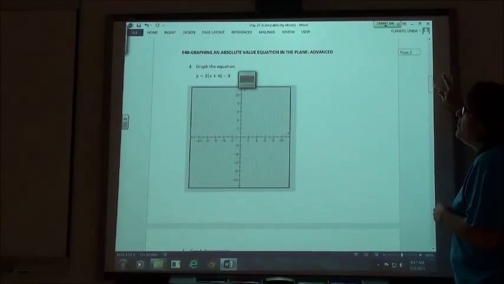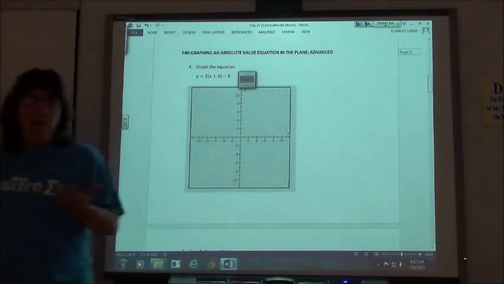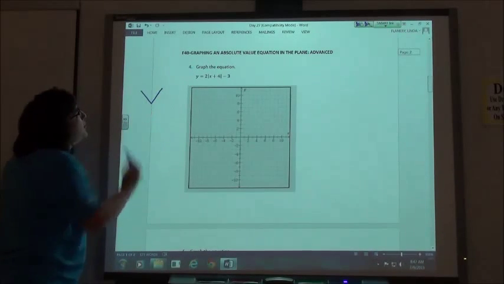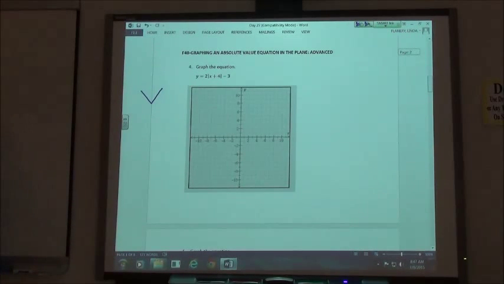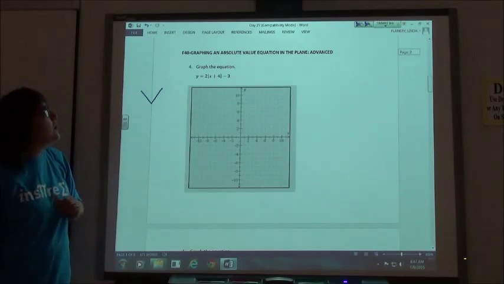Number 4, 5, and 6, we are graphing an absolute value function. A normal graph of an absolute value function looks like a V, and the vertex is at 0, 0. That's if you don't have any horizontal or vertical shifts. If you have adding and subtracting, you're going to have horizontal and vertical shifts.